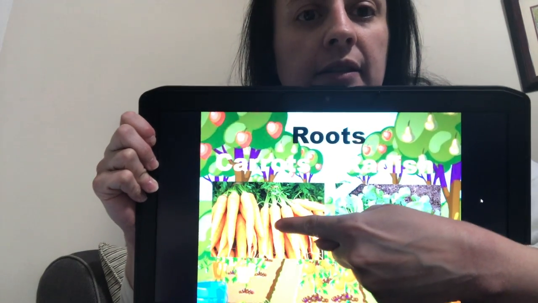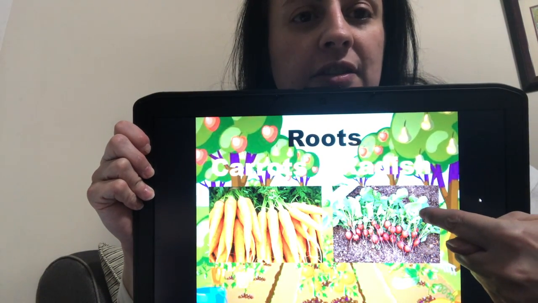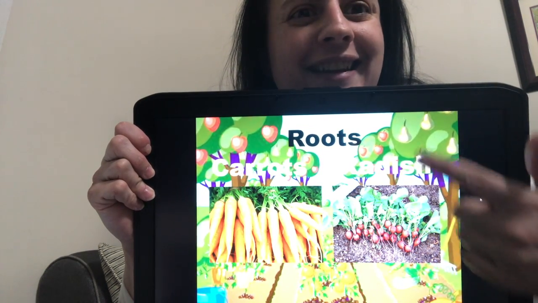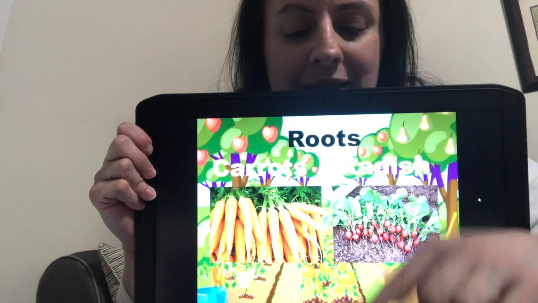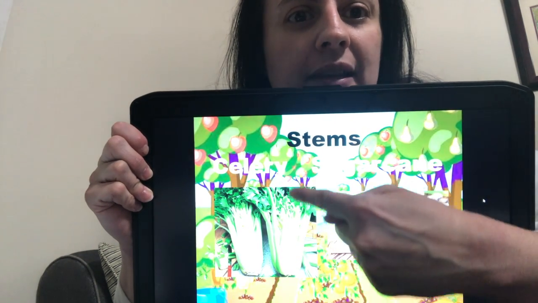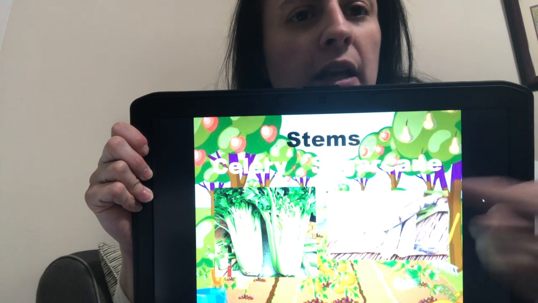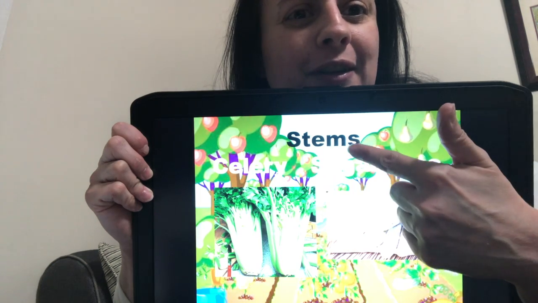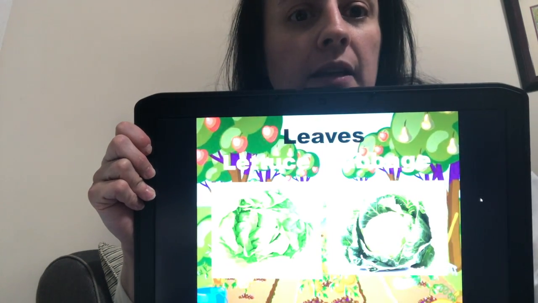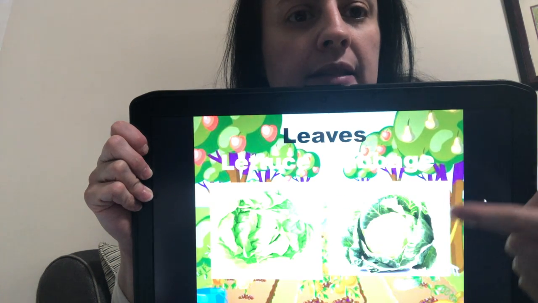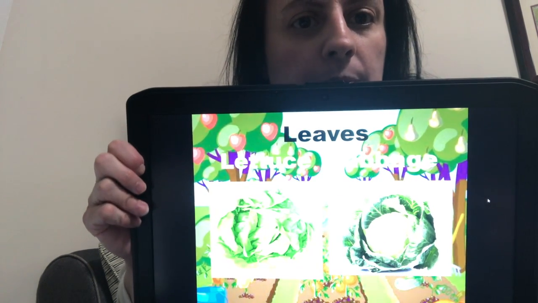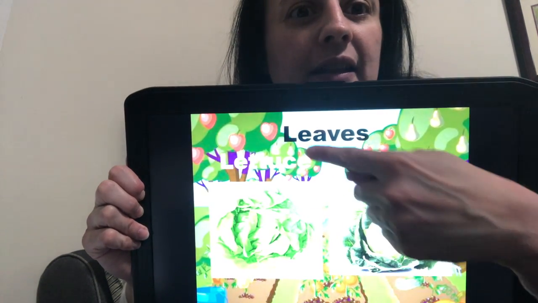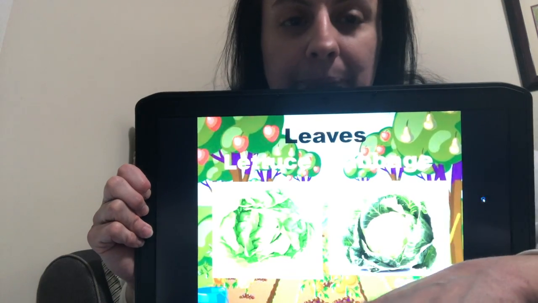Then we have carrots and radish. Can you say carrots? Good. Can you say radish? Good. Do you know what part of the plant the carrot and the radish are? Yes. Excellent. Roots. And then we have celery and sugarcane. Which part of the plant is celery and sugarcane? Good. They're the stems. And then we have lettuce and cabbage. Which part of the plant is the lettuce and cabbage? Can you say lettuce and cabbage? Good. Yes, they're the leaves.